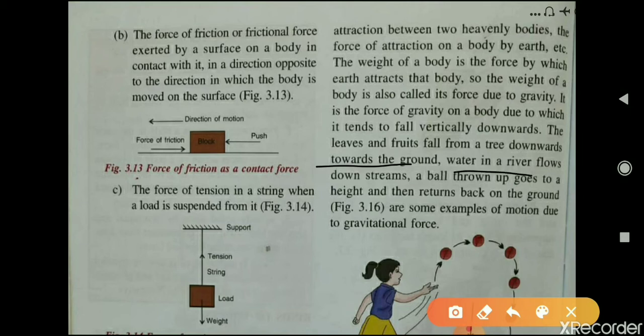Water in a flowing river flows downstream. A ball thrown up goes to a certain height and then returns back to the ground. So these are the examples of gravitational force. The gravitational force which the earth applies on all these bodies, the force with which earth attracts all the bodies towards itself, that is gravitational force, and it is a type of non-contact force.